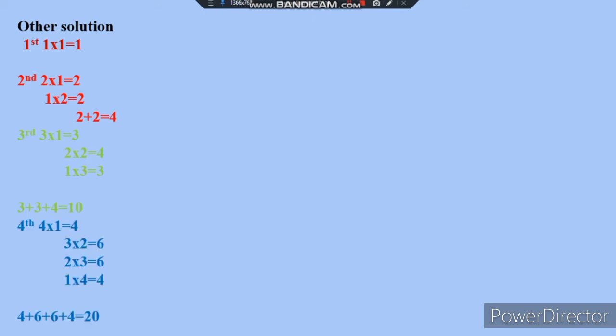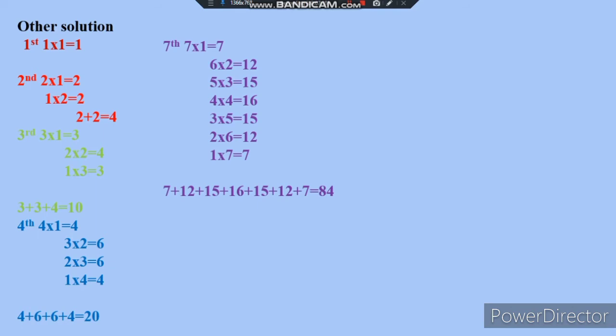So, in the fourth sequence, since 4 is the highest or bigger number, the first is 4 times 1. And then, going down from 4 is 3. So, 3 times 2 is equal to 6. And then, 2 times 3 is equal to 6. And 1 times 4 is equal to 4. So, 4 plus 6 plus 6 plus 4 is equal to 20.